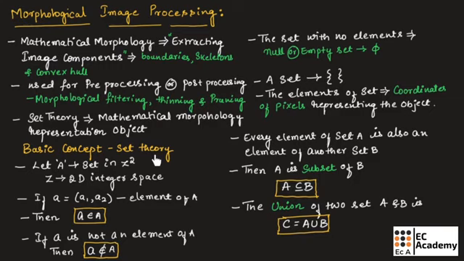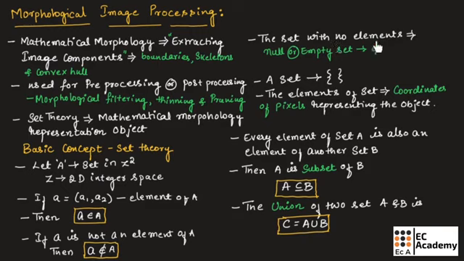Now let us understand some basic concepts. Let us consider A to be a set in Z squared, where Z is two-dimensional integer space. If we consider a, which is equal to (a1, a2), which is an element of A, then we can write a belongs to capital A. In that integer space, if we consider a at the coordinate (a1, a2), then we can say a belongs to capital A. If a is not an element of A, then we can write a does not belong to A.